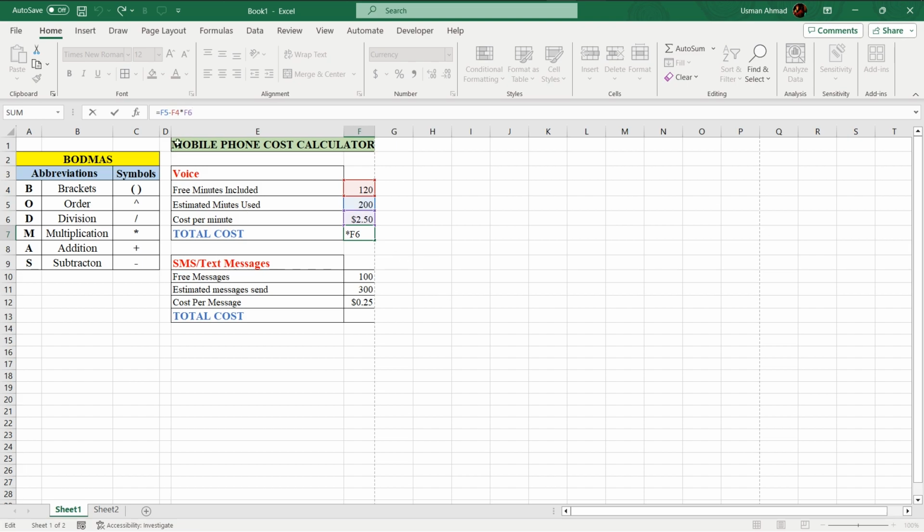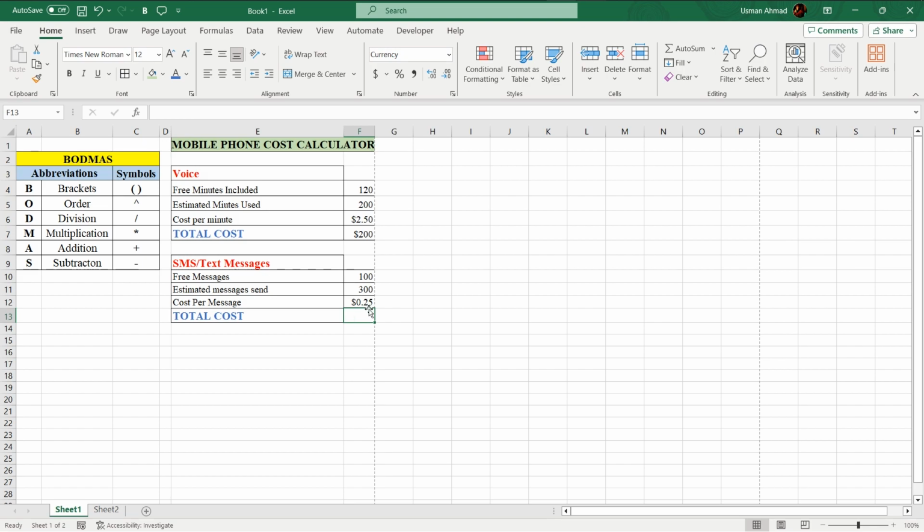So what we will do, we want to execute subtraction first, so we simply place brackets around it. Now our BODMAS rule will proceed with brackets first and then multiplication. See, now we have the actual cost. Same thing we can do for the next one.